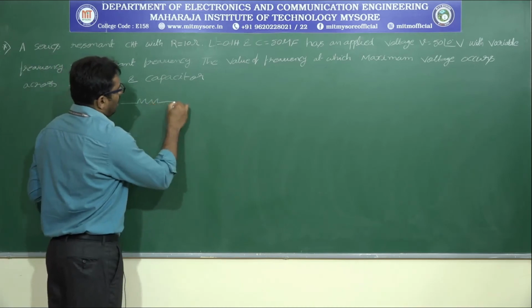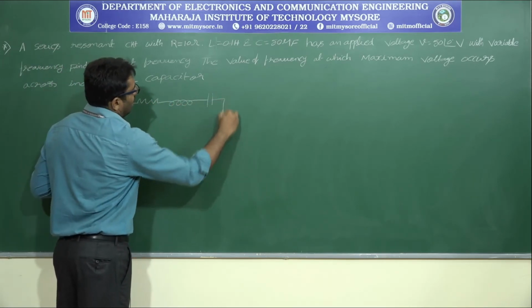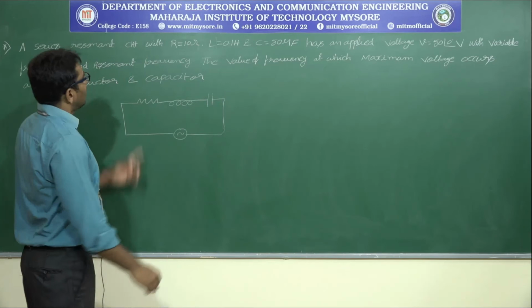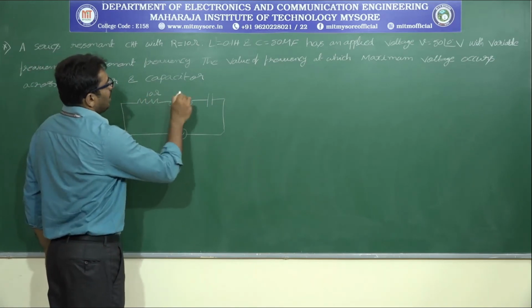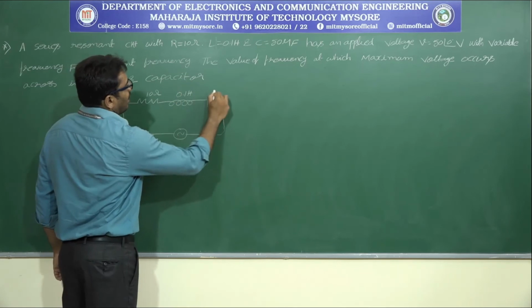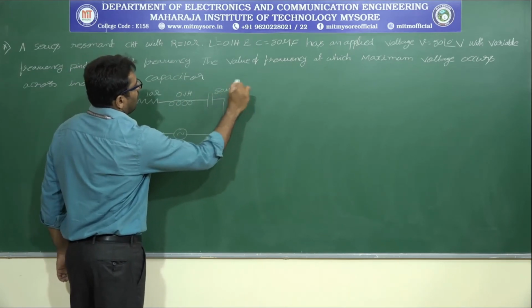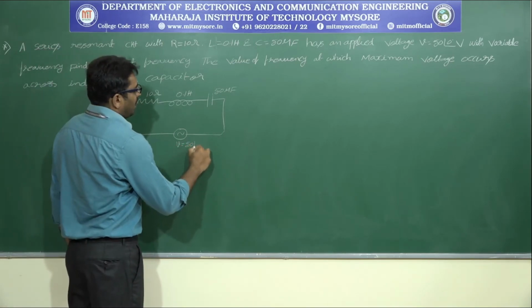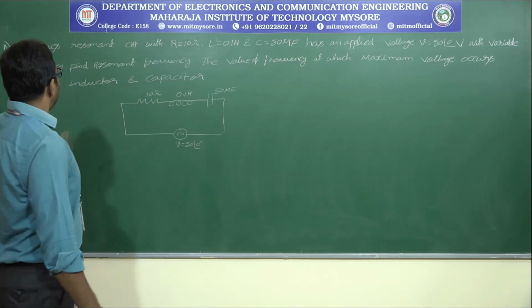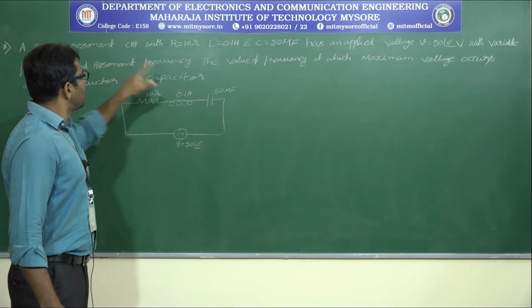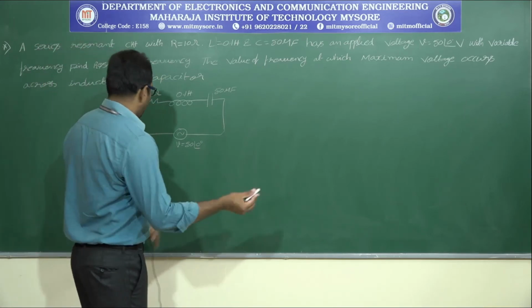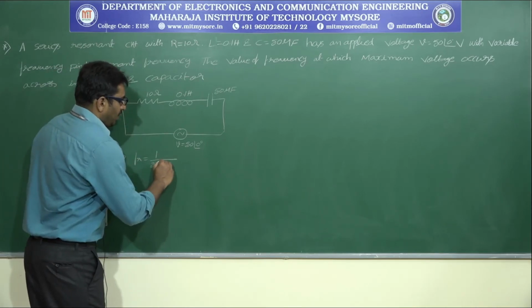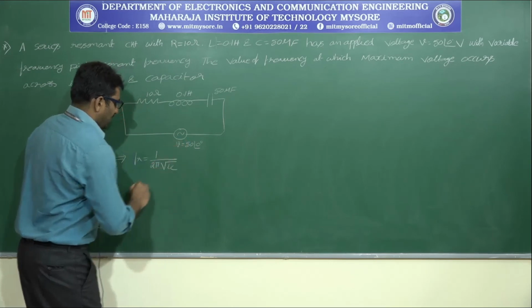I will write the circuit. R, L, C are connected in series across a variable supply. What is the resistance value? 10 ohm. Inductance value 0.1 Henry. Capacitance value 50 microfarad. So, what is the variable supply? V is equal to 50 at an angle 0. So, what is the first part of the question? Find the resonant frequency. What is the formula to find the resonant frequency? Fr is equal to 1 divided by 2 pi square root of LC.